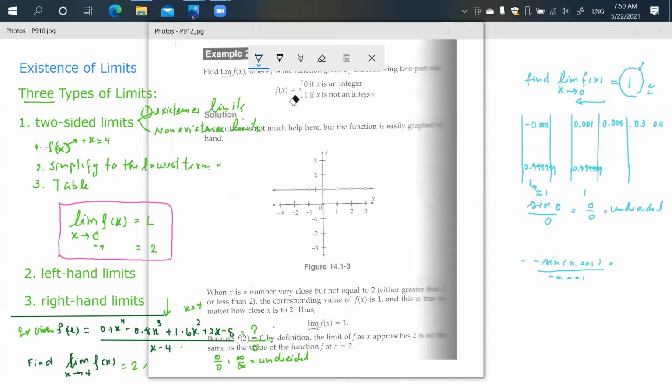Okay, so now we come to this example. This one, okay. I use the purple color. Okay, find the limit of f of x when x equals to 2. Okay, f is the function given by the following. Now, f of x equal to 0 if x is an integer. f of x equal to 1 if x is not an integer. So this one have 2 functions, correct? Have 2 functions. So when we plot graph, I think it's a help.